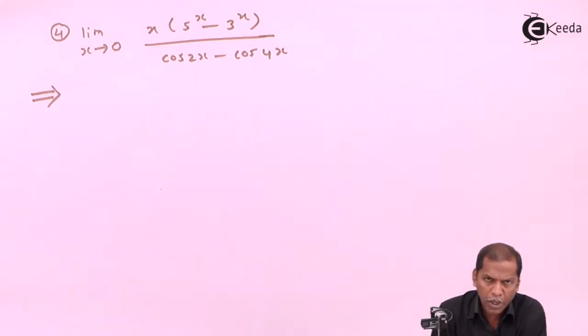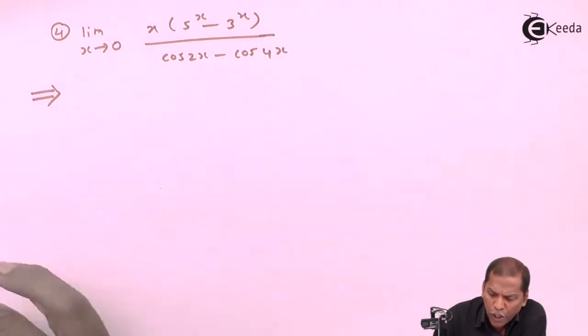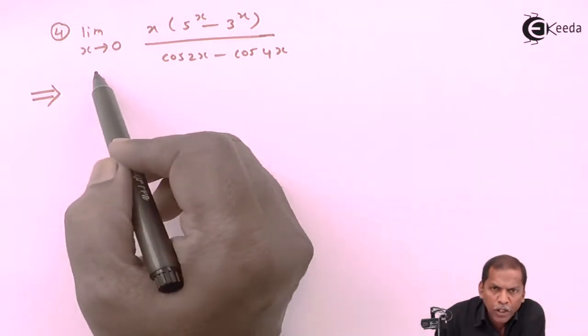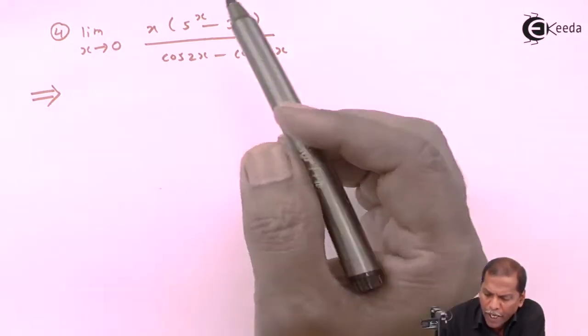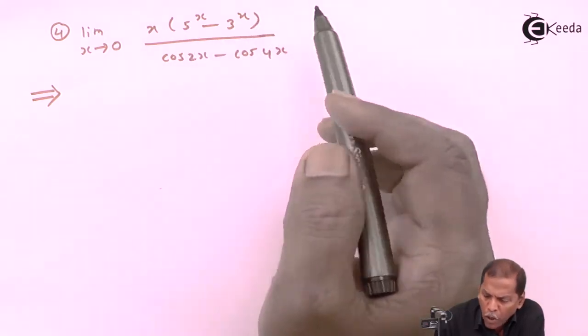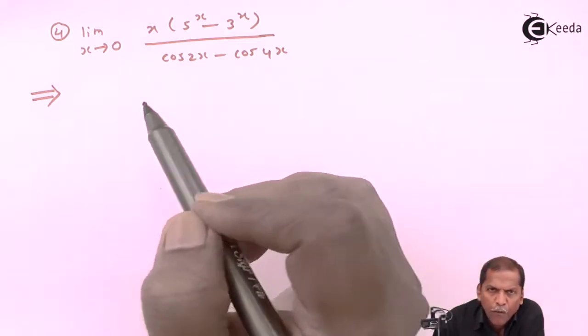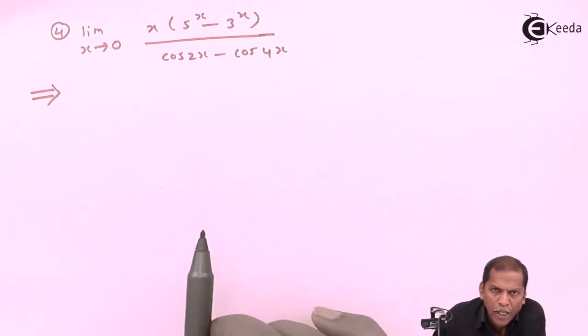Hello friends, now we see problem number 4, which is also based on limits of exponential function and logarithmic function of chapter limits. Problem number 4 is limit x tends to 0, x in bracket 5 raised x minus 3 raised x, bracket complete, whole thing divided by cos of 2x minus cos of 4x. Now let's see the solution.